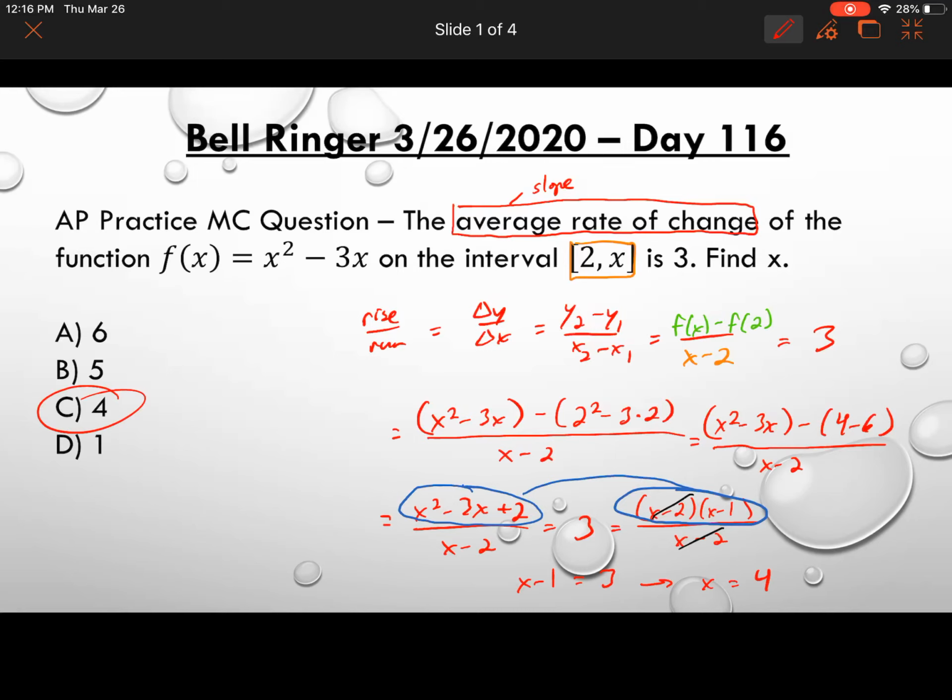Okay, so that was today's bell ringer. Hopefully you tried it before going through the answer step by step, and hopefully you got the same answer. All right, now for today's lesson.